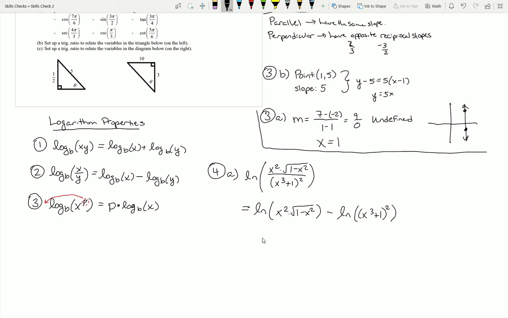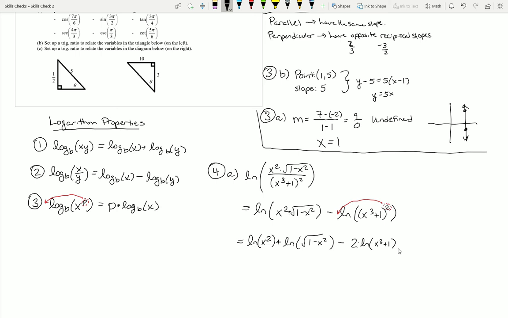Now I can continue to break this down more, because I can go to each resulting logarithm and see if there's any other manipulation I can do. This logarithm has two things on the inside that are being multiplied. So according to property number 1, I could separate that out into two separate logarithms and have them added together. With this logarithm, I have something on the inside being raised to a power. Like shown in property number 3, I can take this power of 2 and pull it down to the front. So I can write this as 2 times the natural log of x cubed plus 1.